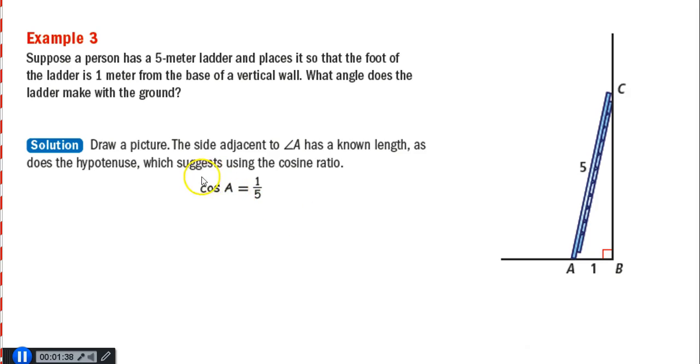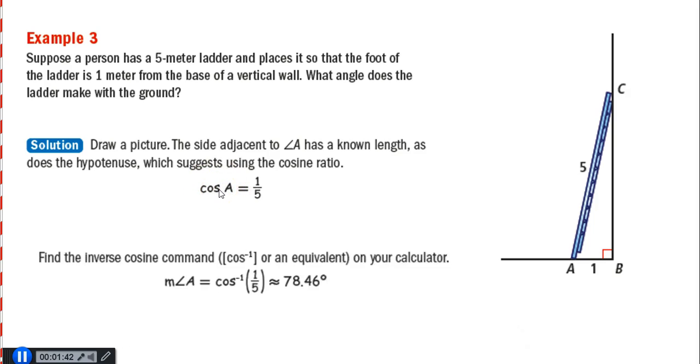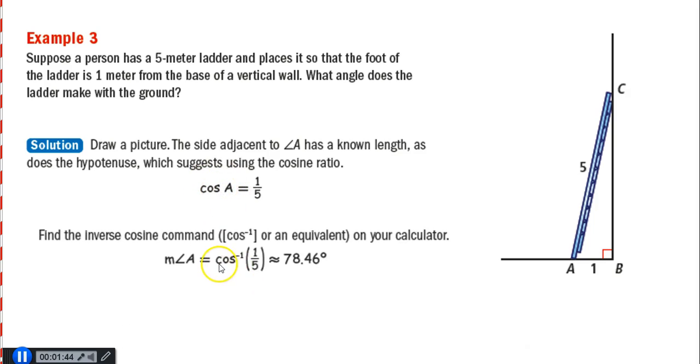So what we want to do is undo this cosine. How do you undo cosine? To undo cosine, you're going to use the button on the calculator that looks like cosine to the negative first power, which is the inverse of cosine. It's the opposite of cosine. Much like division and multiplication are opposites, addition and subtraction are opposites, cosine and the inverse of cosine are also opposites.